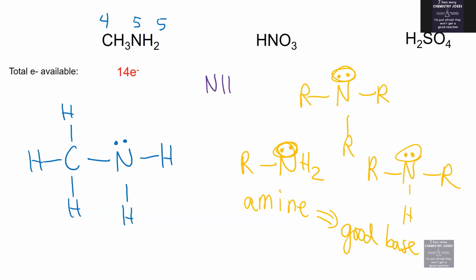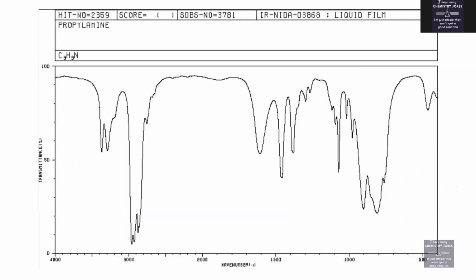So we'll draw the little skeletal structure of this guy. That's nitrogen with 2 hydrogens and a stick coming off. That is methylamine officially. Methylamine has a kind of messy IR. So we're going to look at the IR of propylamine. Hope you're okay with that.